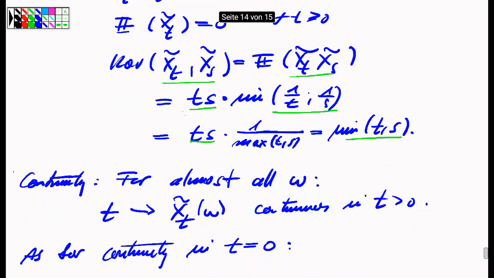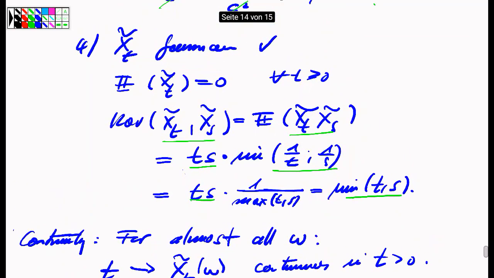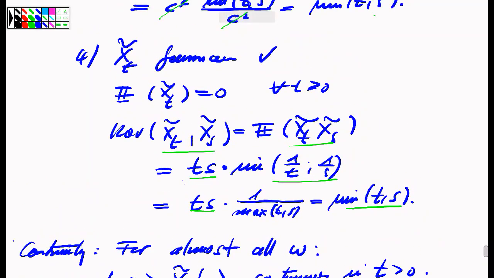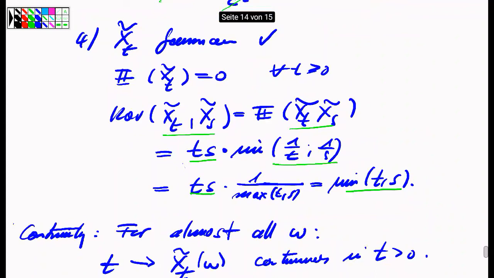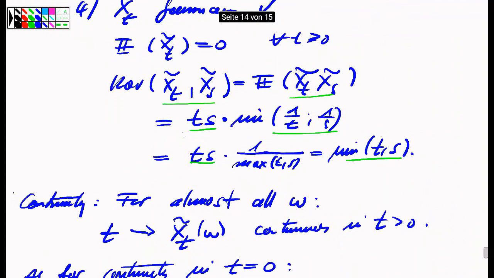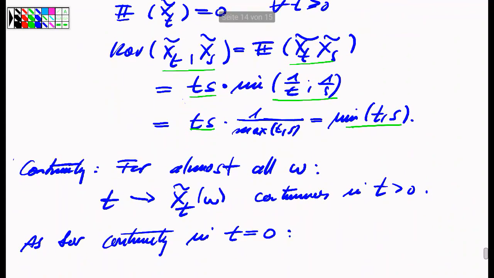So as a consequence, we have a Gaussian process which has the right covariance function and expected value function. So therefore it's a good candidate to be a Brownian motion. But what needs to be checked is the continuity.